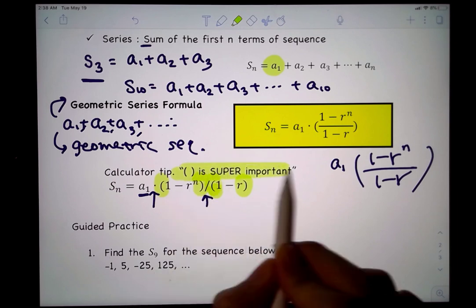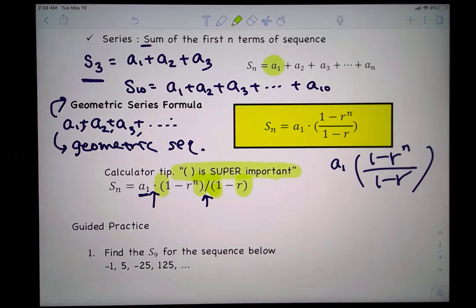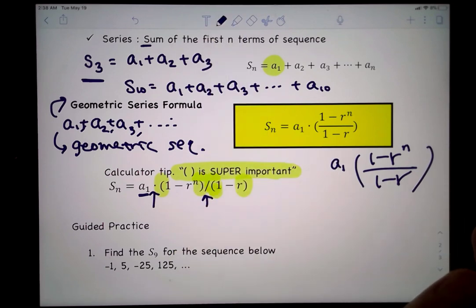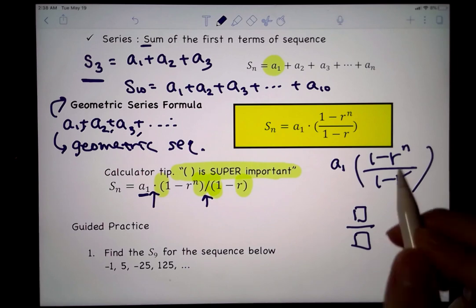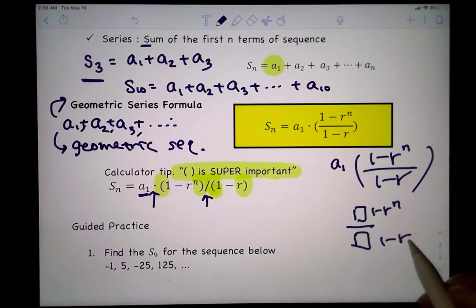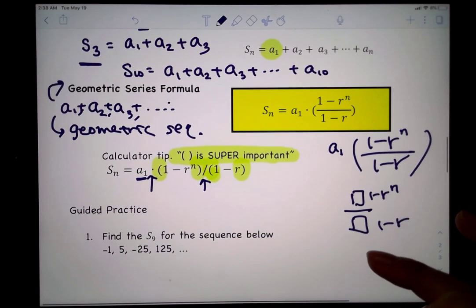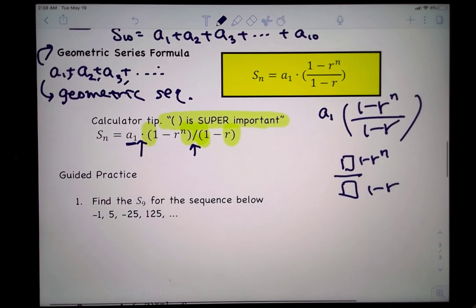And if you're using a TI-84, I highly recommend you use alpha, y equals, then you can type the fraction form. Once you make the fraction form, you can just put 1 minus r to the n over 1 minus r. But if you're using a regular calculator, then you need to put parentheses, alright? Most likely we just apply the formula. You're just using the formula, so I will show you how to use it.